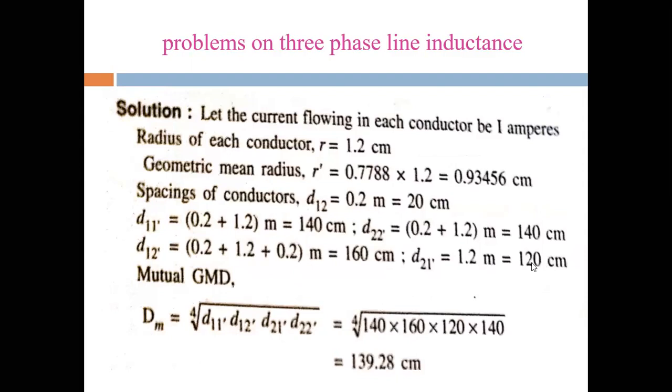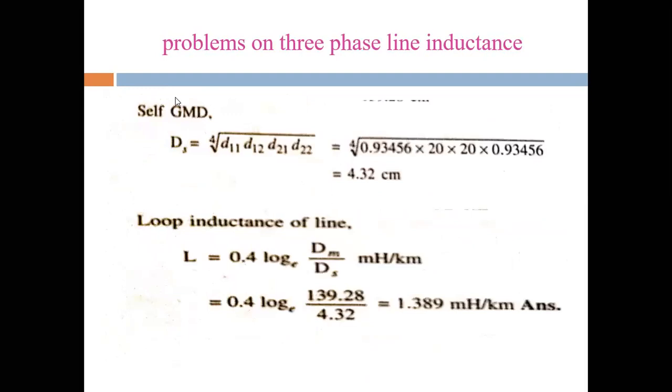Next, write down the formula for the mutual GMD. GMD means the geometrical mean distance. Therefore DM is equal to the fourth root of D11 dash, D12 dash, D21 dash, D22 dash. Substituting all the distances in this formula, we obtain 139.28 centimeters. This is the mutual GMD.